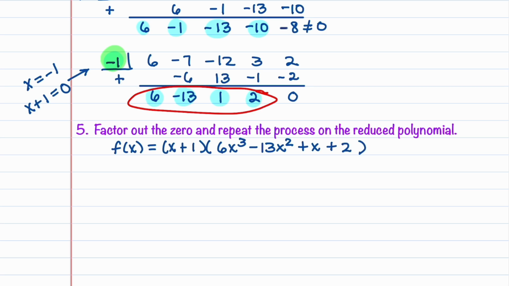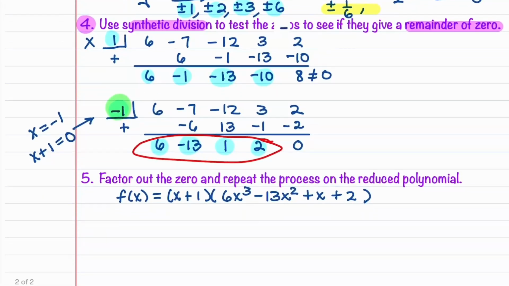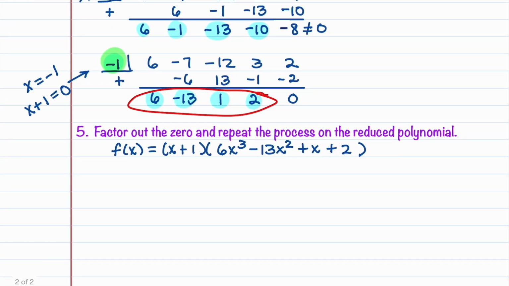So we've made some progress, but now we have to do it again. We have to go back up here to these numbers and test another one. We tested 1 and minus 1. Now let's test 2. So we'll do synthetic division, and we'll put a 2 here in our corner. And the coefficients that we're going to write down are 6, minus 13, 1, and 2. We draw our line, pull down our 6, and now we're ready to multiply. We're going to multiply 2 times 6, and we get 12. Minus 13 plus 12 is minus 1.